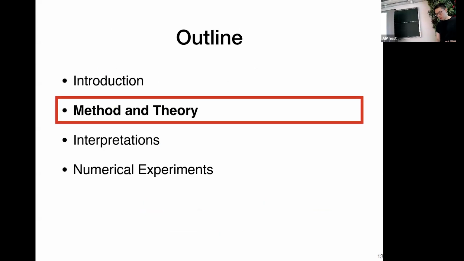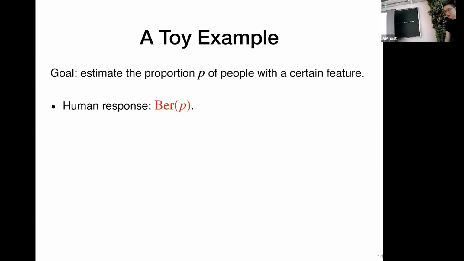So now let's go to the key method and theory. Let's start with a toy example. Suppose you are just interested in estimating some population proportion. You want to estimate the proportion P of people with a certain feature. Let's say how many people will drink coffee every day. That could be some feature. Or how many people would approve this, or would prefer A to B. So it's just a simple proportion of interest.